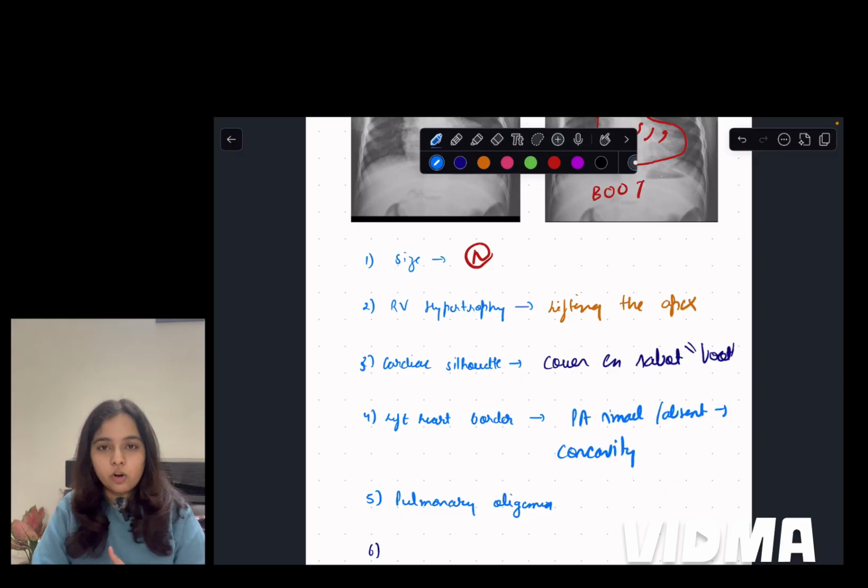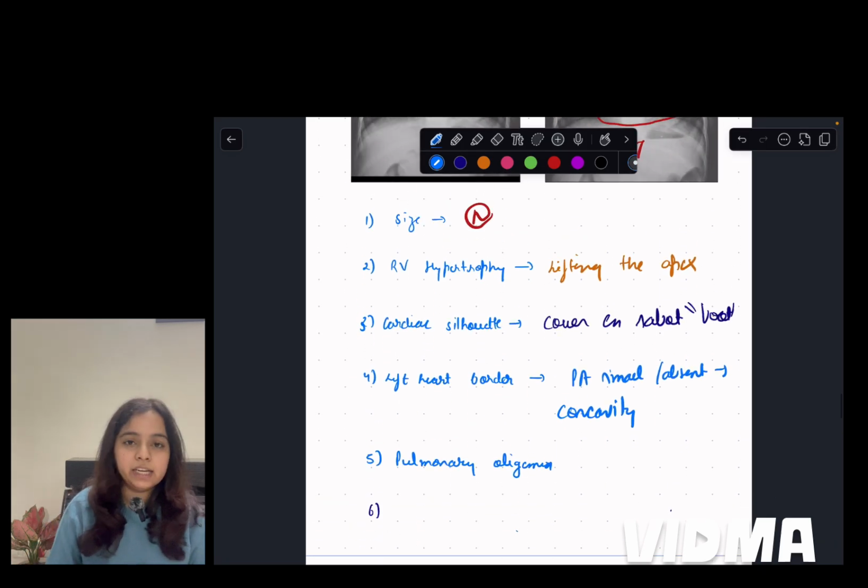Now, to revise the important components of the chest X-ray in TOF patient, first, the cardiac size is normal. Second, there is right ventricular hypertrophy, which leads to the upturning of the cardiac apex. Third, the cardiac silhouette is in the shape of a boot, so cour en sabot. Fourth, the left heart border has a concavity in the pulmonary artery area due to the small and stenosed or dysplastic pulmonary arteries. And fifth is the pulmonary oligemia.